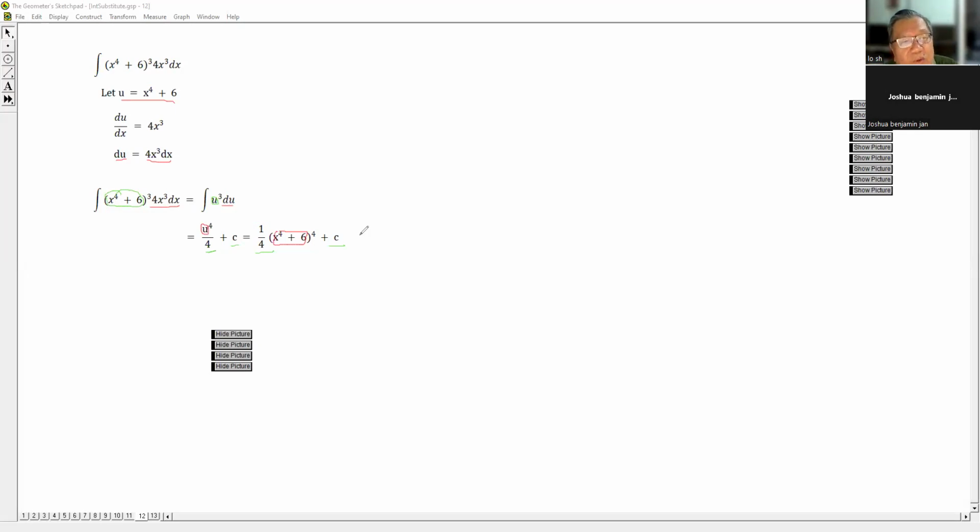So the answer is 1/4 times x to the power 4 plus 6, raised to the power of 4, then plus C. So you go through these steps, right? What type of substitution must I use? What is inside the bracket there? What is beside it, you don't worry about it. It will become the du, right? So you go through these steps again, how to replace.